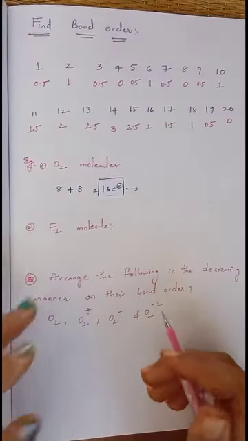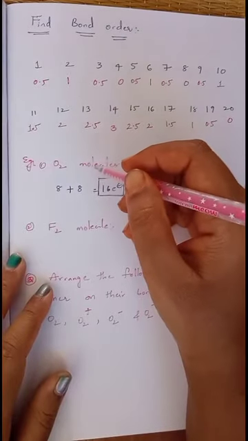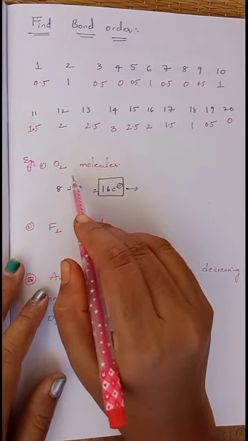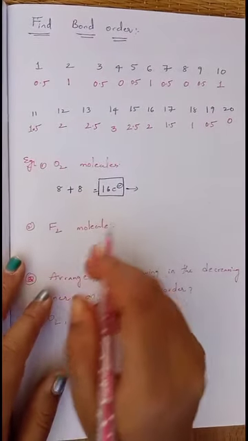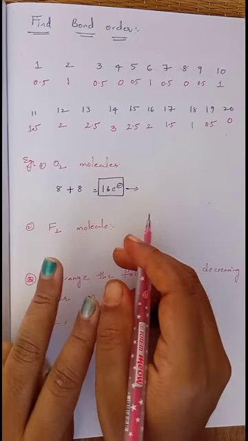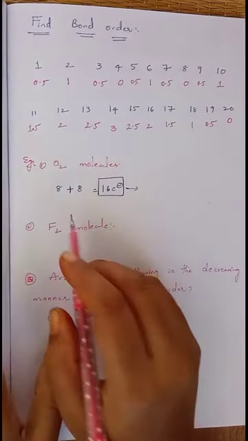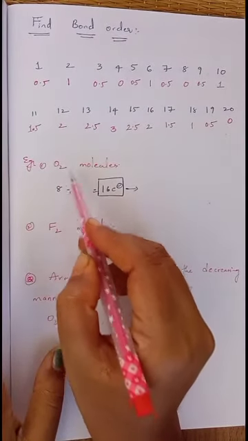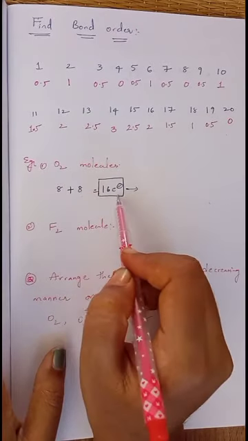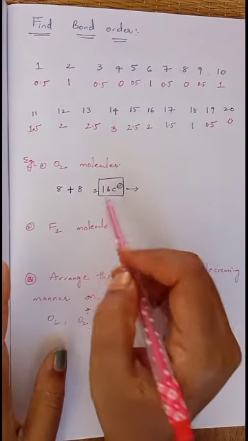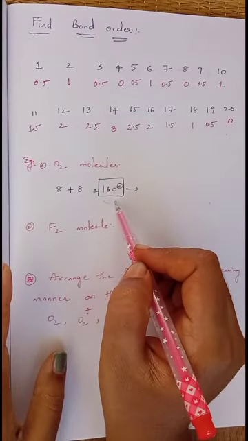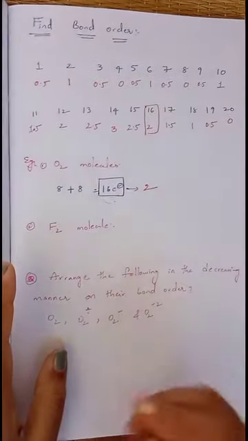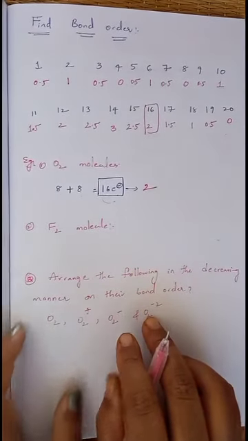To explain in depth, I have taken a few examples. The first example is finding the bond order for the O2 molecule. The O2 molecule contains 2 oxygens. Each oxygen contains a total of 8 electrons. So for the first oxygen it is 8, for the second oxygen 8, 8 plus 8, that is 16 electrons. For 16 electrons, what is the bond order given here? It is 2. So blindly we can write it as 2. It has a bond order of 2.